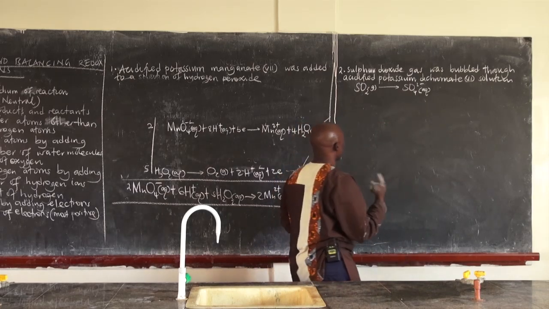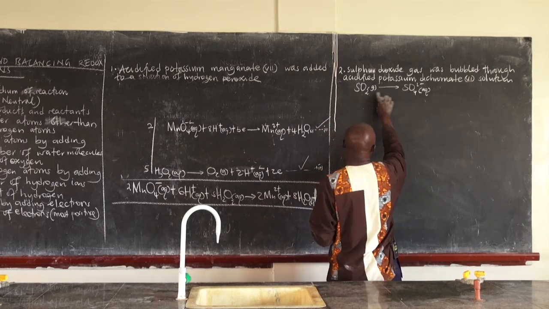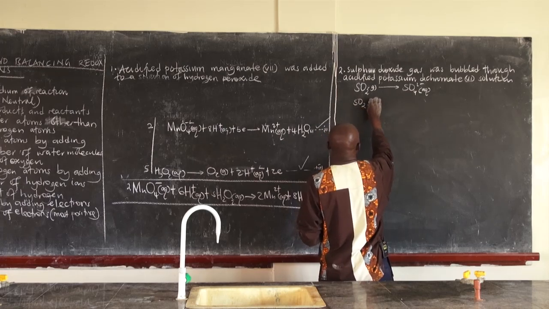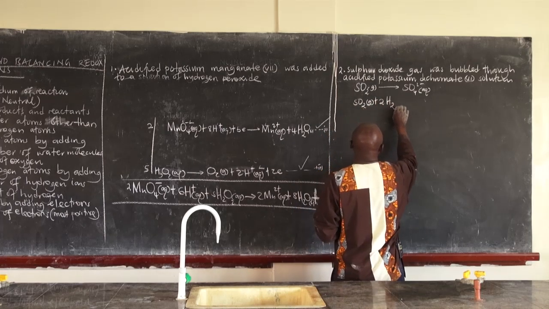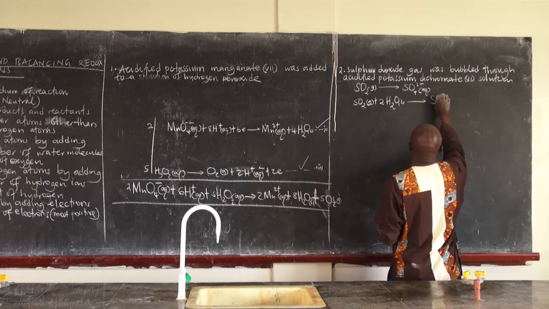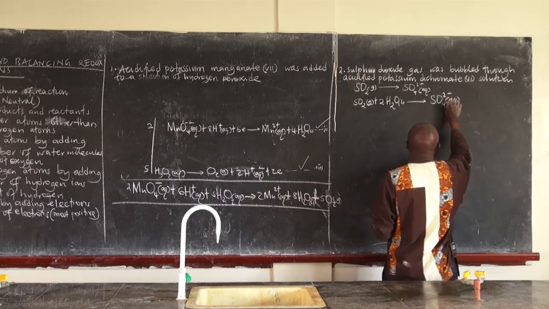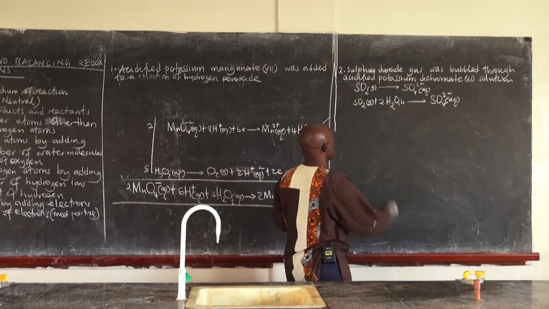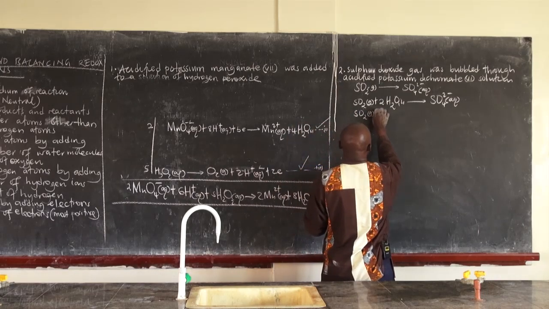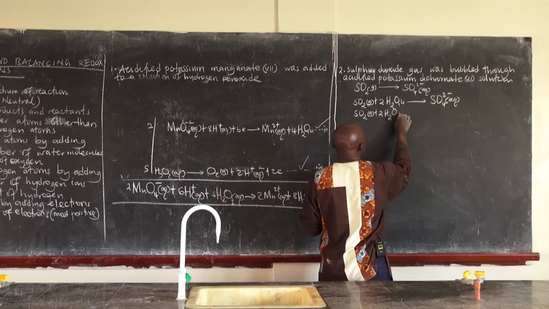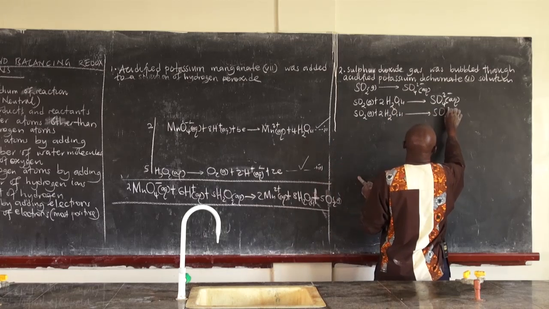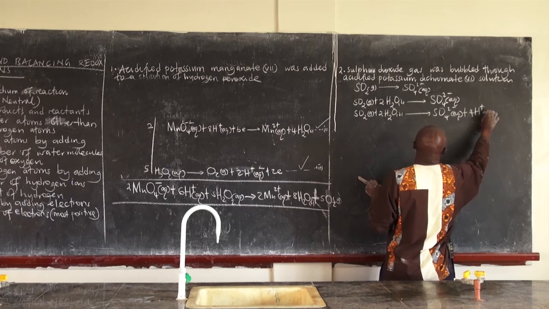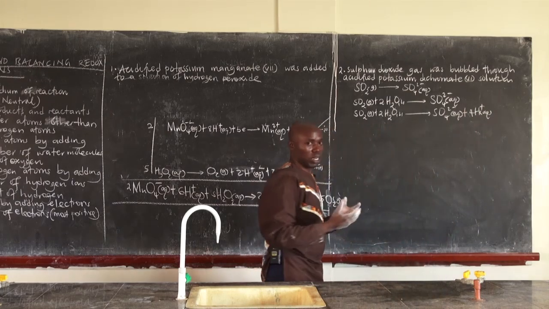Now let's look at oxygen atoms. I have 2, I have 4. So I need to add 2 water molecules to this side, since I need 2 oxygen atoms created here. So 2 water molecules give us sulfate ions. Next, I've created hydrogen atoms, so I need 4 hydrogen ions on the other side. Sulfur dioxide plus water gives us sulfate ions plus 4 hydrogen ions. Now let's look at the charge.